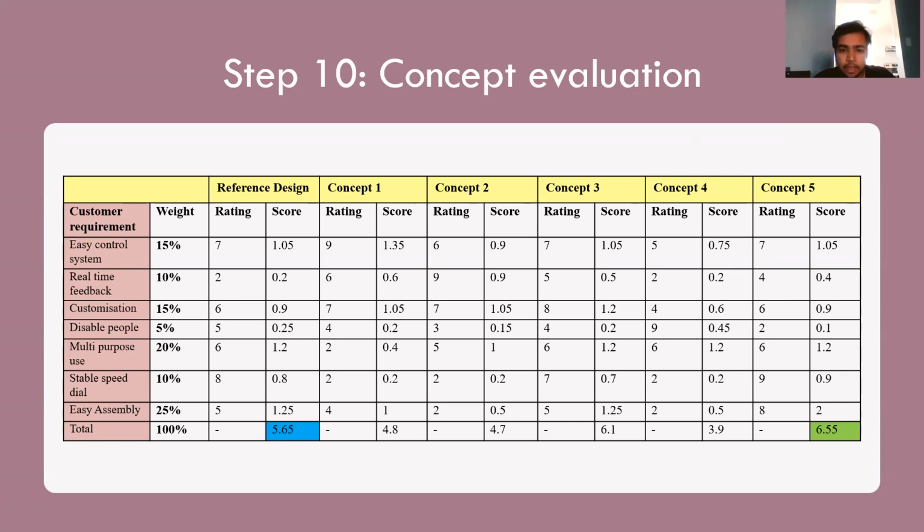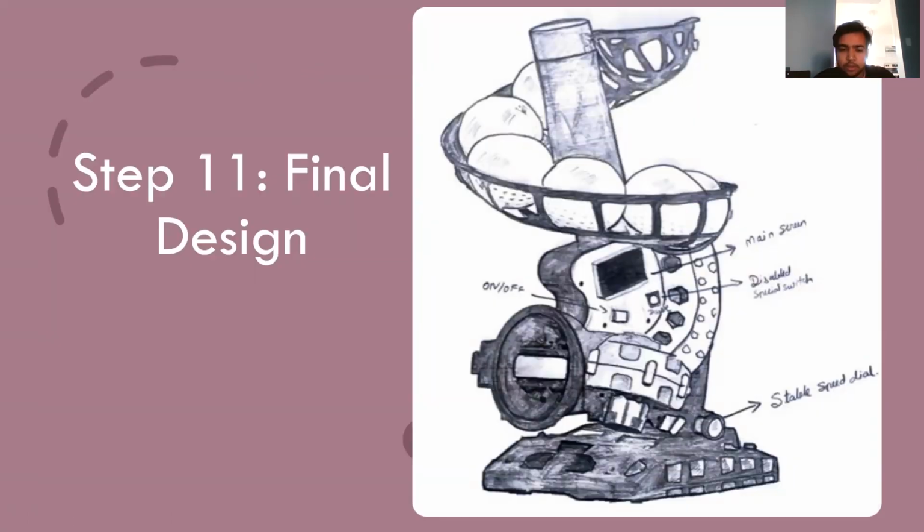And after all this, this is our final design. As you can see, it has a main screen which provides all the features for customization, and you can also see your reports and feedback in the main screen. It also gives you a separate special switch which customizes all the settings for disabled people, so they can use it very comfortably. There is also a variable speed dial, and it comes in just 4 different parts. You can assemble all those parts, so it is very easy to assemble.